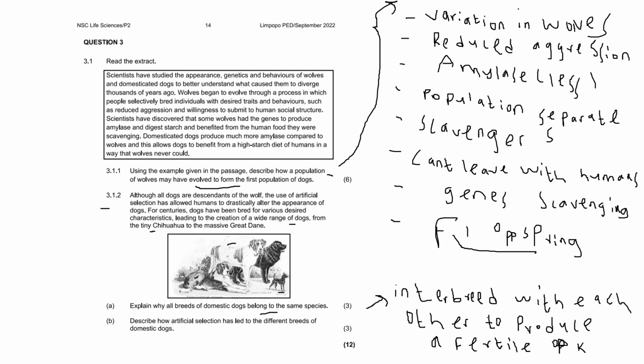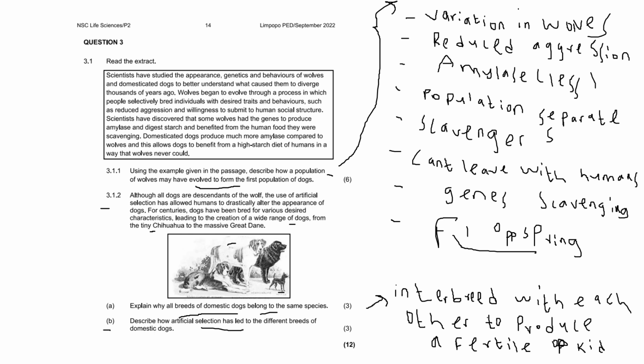So if they can interbreed with each other, same as human beings, whether you are huge or short, if you can interbreed and produce a fertile offspring, you are the same species, same as dogs. That's why we can conclude that all domestic dogs are the same species, because they can interbreed with each other to produce fertile offspring. Letter B, describe how artificial selection has led to different breeds of domestic dogs.